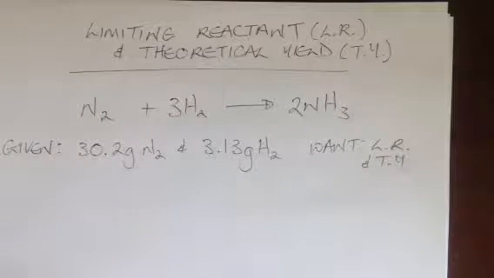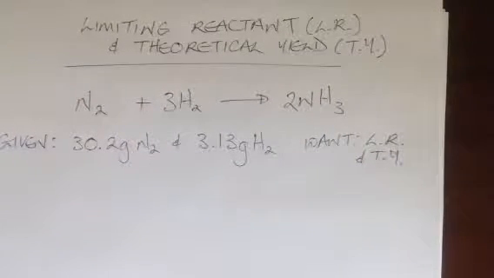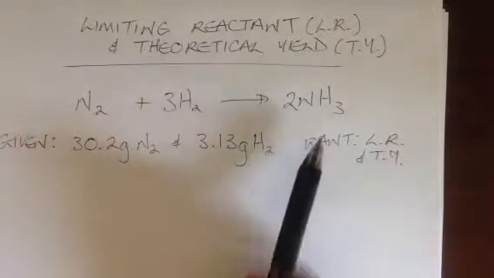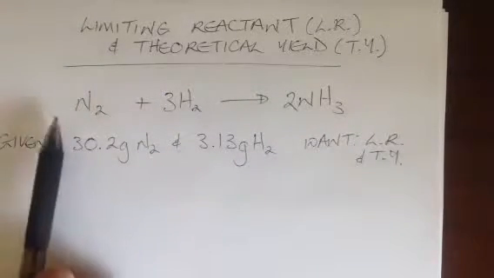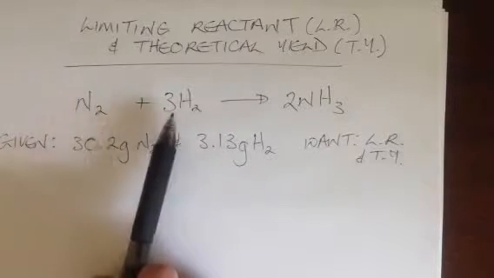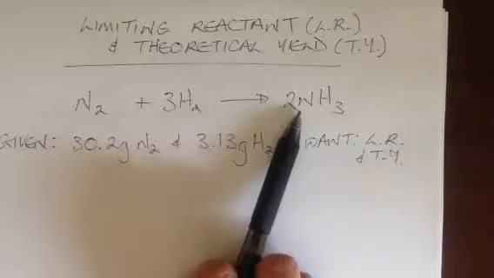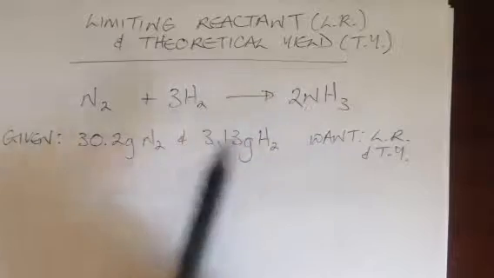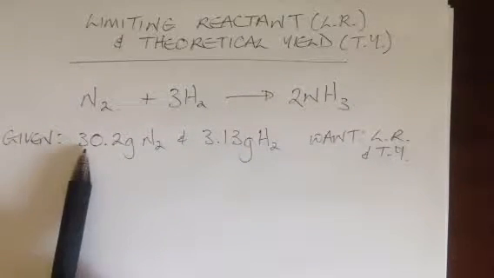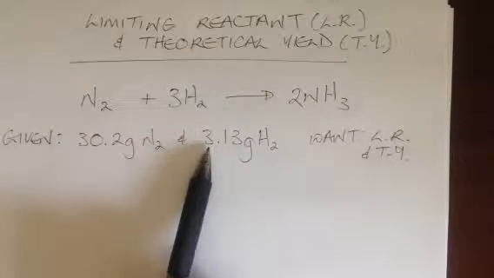Limiting reactant and theoretical yield calculations allow us to work out the maximum amount of product that we can make given a certain amount of reactants. So here we have the balanced chemical equation for the formation of ammonia, which tells us that 1 mole of nitrogen and 3 moles of hydrogen makes 2 moles of ammonia. Now, if we have 30.2 grams of nitrogen and 3.13 grams of hydrogen, how much ammonia can we make?